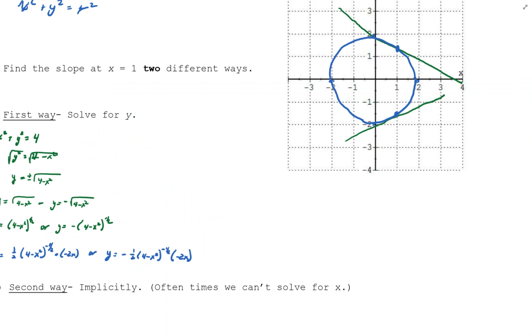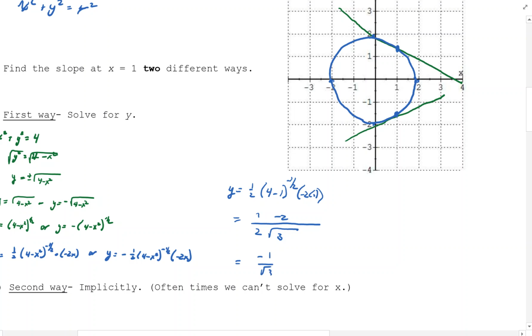Looking at each of these two equations, if I want to find out what is the slope at x equals 1, with the first equation, I'd have dy/dx equals 1/2 of (4 minus 1 squared) to the negative 1/2 times negative 2 times 1. I'm going to tidy this up a little bit. I'm going to put this 1/2 and make that the square root of 4 minus 1, which is 3. And this negative 2 up top gives me negative 1 over root 3.